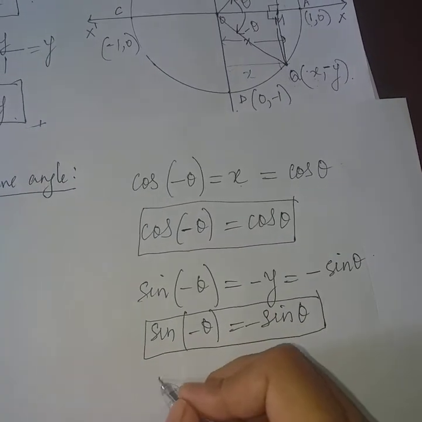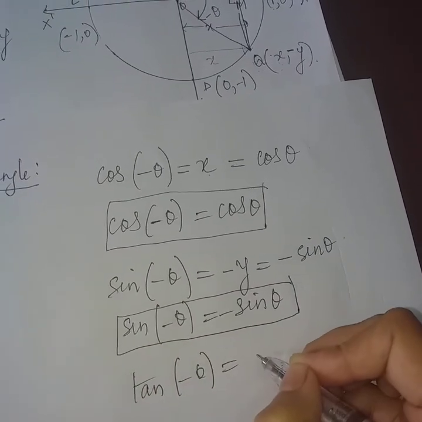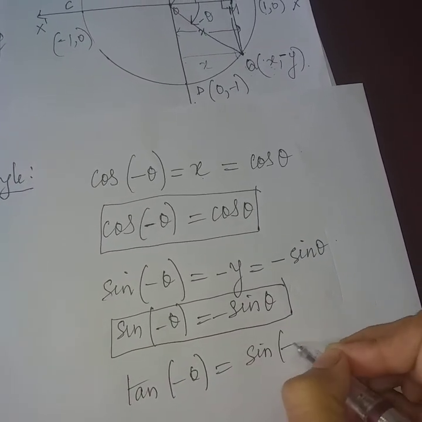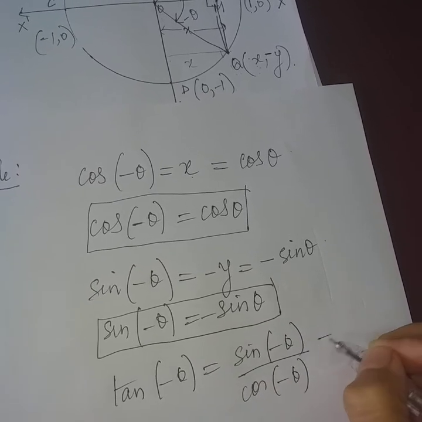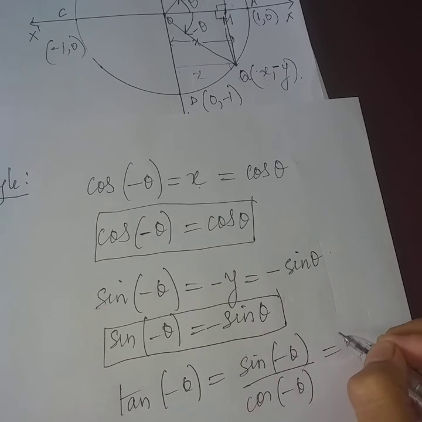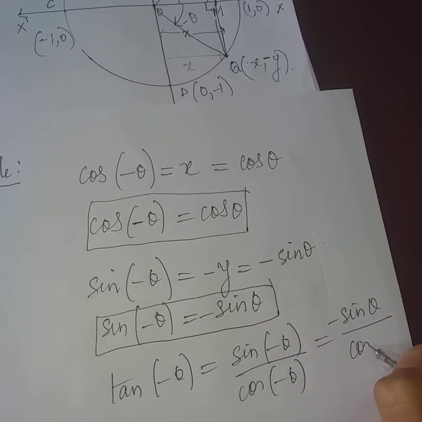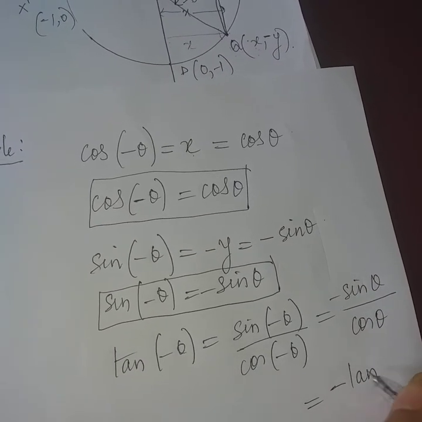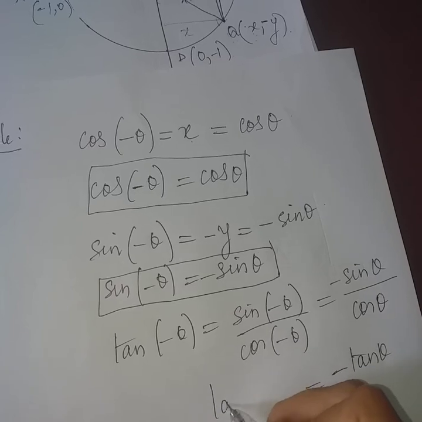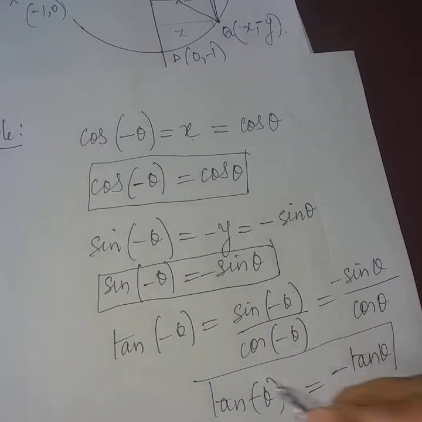In this way, tan of minus theta will be sine of minus theta divided by cos of minus theta. Now sine of minus theta we got to be minus sine theta, and cos of minus theta is cos theta. That means tan of minus theta is minus tan theta.